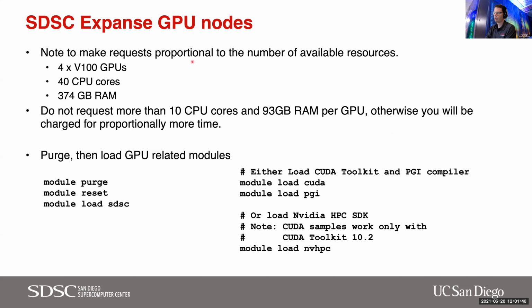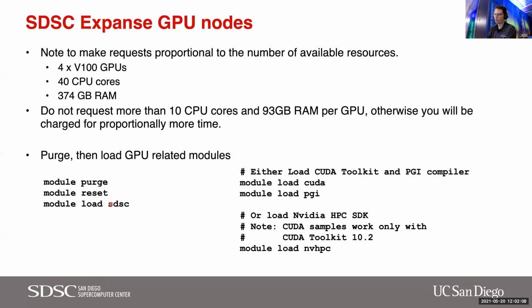So this is what I wanted to say. Don't ask for more than proportional resources. You have 4 GPUs per node, 40 CPU cores, and 374 GB of RAM. So if you ask for 40 CPU cores, you will be charged for 4 GPUs because nobody else can get on that node anymore. And then if you want to load the modules, you say module purge, module reset.